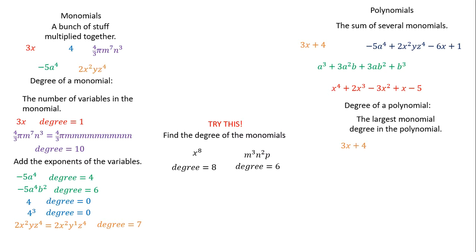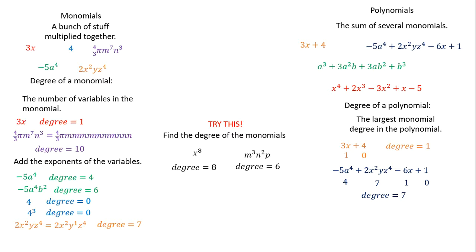So if we start out with 3x plus 4, well, 3x has a degree of 1, and 4 has a degree of 0. What's bigger, 1 or 0? Sure enough, 1 is bigger. If we go to the next one, 5a to the fourth plus 2x squared y z to the fourth minus 6x plus 1, we can find the degrees. 5a to the fourth, it's going to be 4. The next one, we have 7. We found that over on the other side. And then minus 6x has a degree of 1, and 1 has a degree of 0. Which one of these is biggest? 7 is biggest. The degree equals 7. Do you think you might be able to guess what the most common mistake of find the degree of a polynomial is?